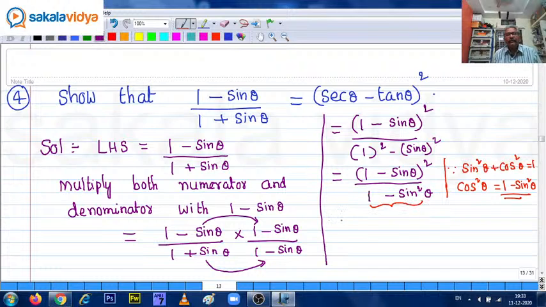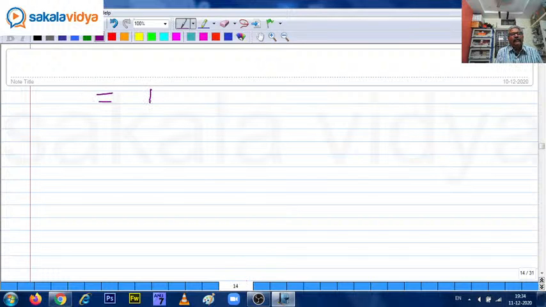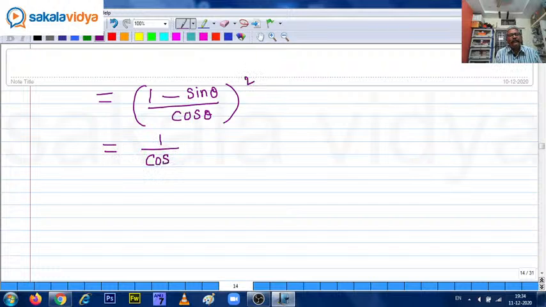So now what do you get now? This is 1 minus sin theta whole square upon cos square theta. What can you write? What do you conclude? So we may conclude that this can be written 1 minus sin theta upon cos theta whole square. So this equals to 1 upon cos theta minus sin theta upon cos theta whole square.